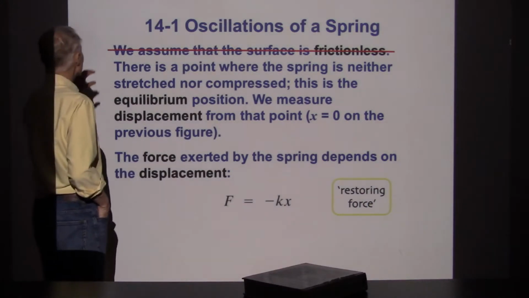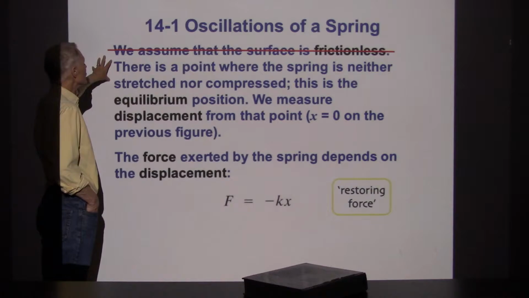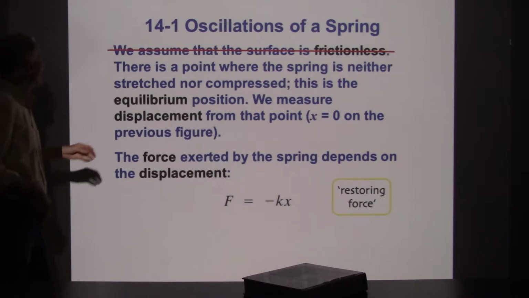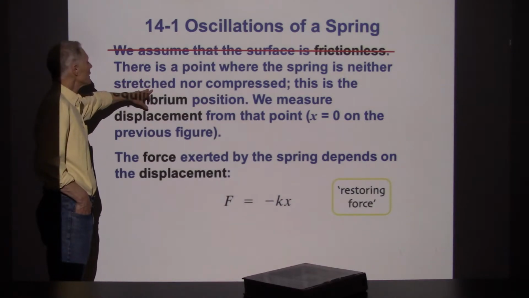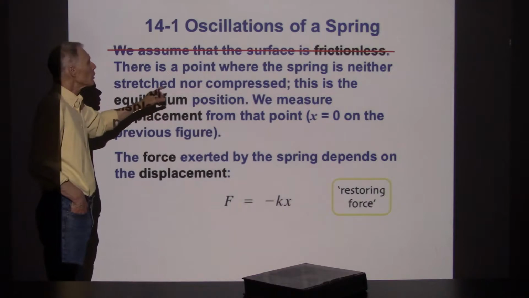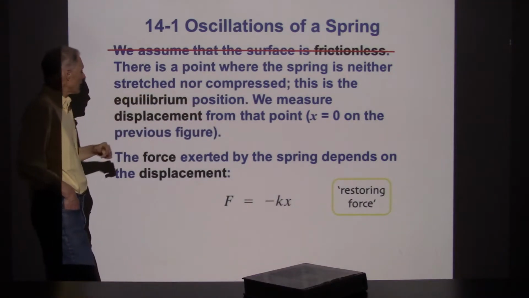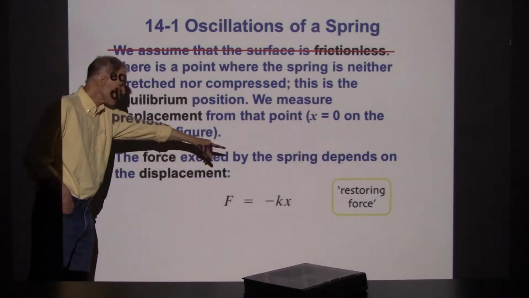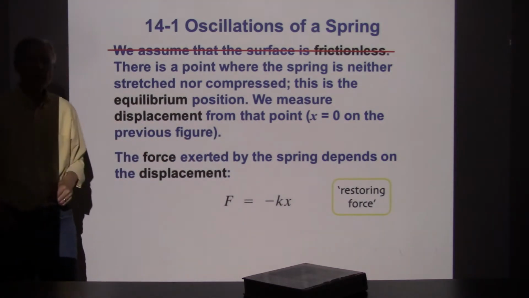Now it says we assume that the surface is frictionless. We don't have to do that. I just wanted to point out we can think of it as having some friction. We're going to start off with no friction to keep things simple. Then there's a point where the spring is at its natural length, at equilibrium. We set that location to be x equals 0. And then the restoring force is minus k times x.